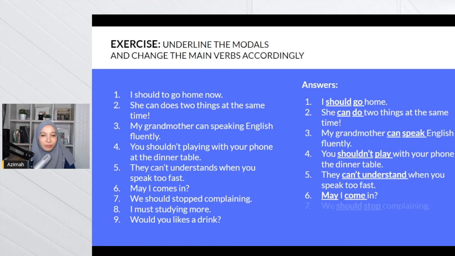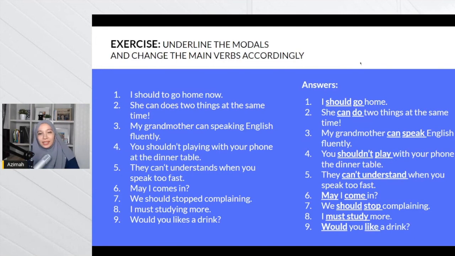Number 7, we should stop complaining. So should is the modal verb and stop is the main verb. Number 8, I must study more. Not "I must studying more." All right. And number 9, is it "would you like a drink?" It should be would you like a drink? Okay, so there you go.